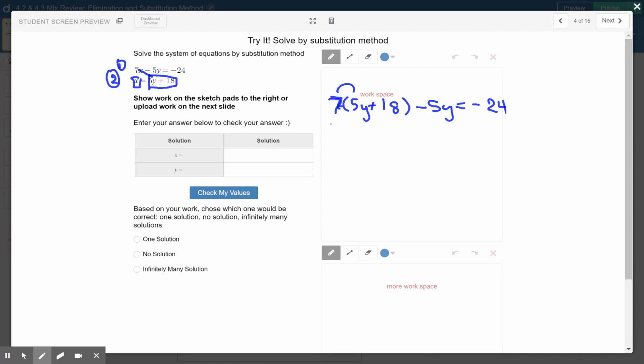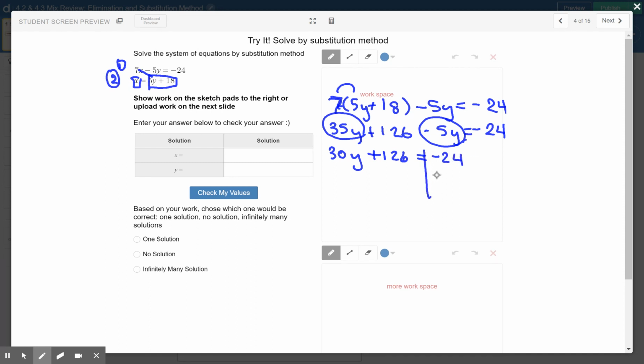So 7 times 5 gets you 35y. 7 times 18 gets you 126, minus 5y equals negative 24. Now at this point, we're going to combine like terms. 35y take away 5y gets you 30y, plus 126 equals negative 24. Now we have a two-step, so we're going to subtract 126 on both sides.